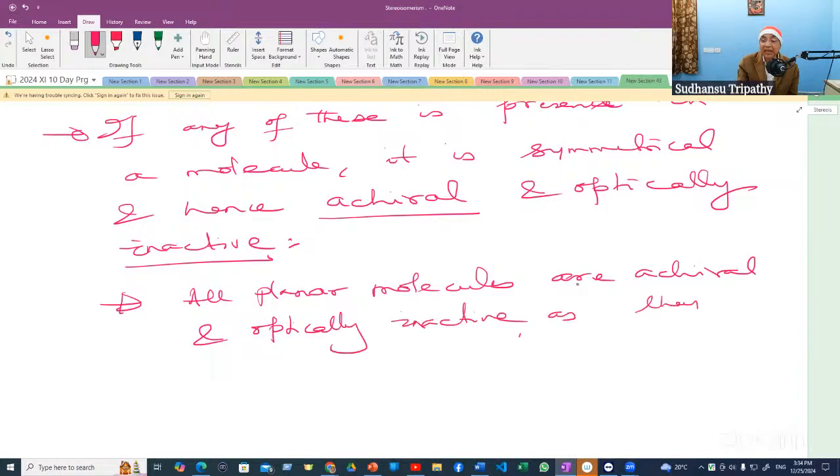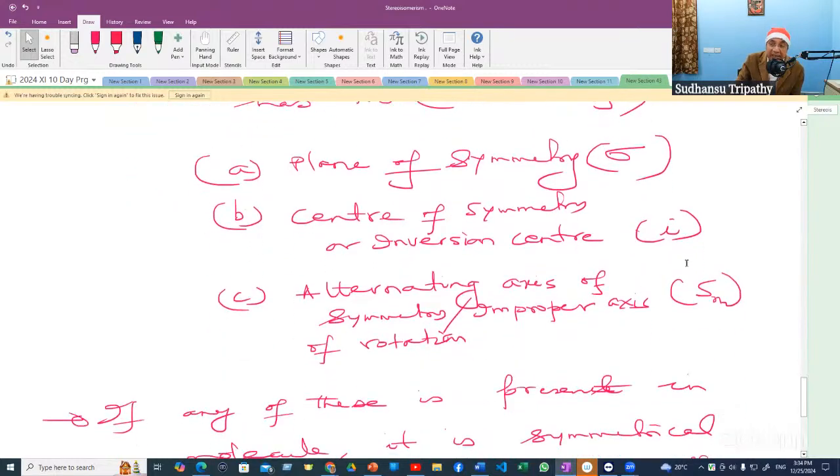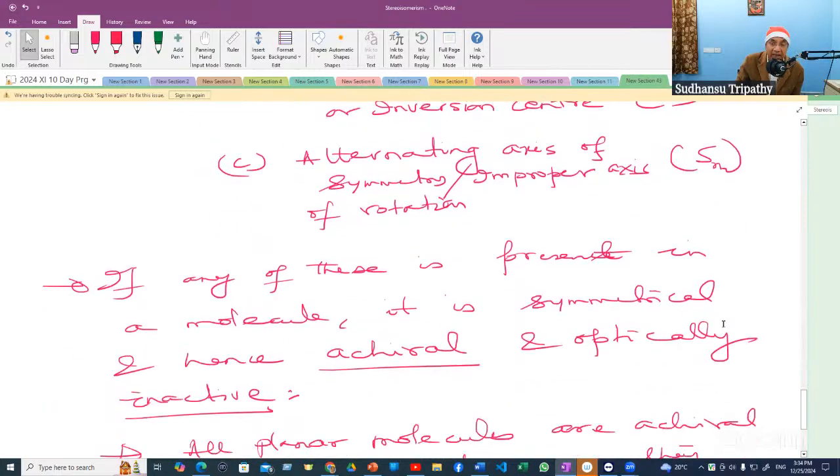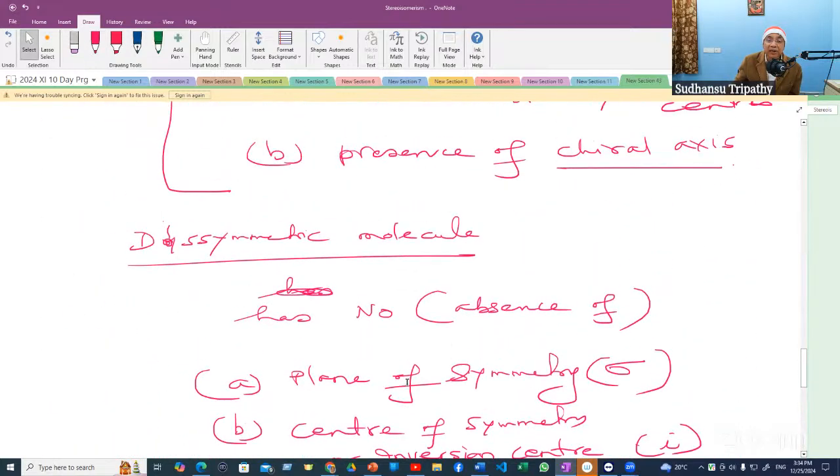as they possess sigma. Because I will not be writing plane of symmetry every time, the plane of symmetry is designated as sigma, inversion center as I, and Sn is the alternating axis of symmetry. Interestingly, the 4th element of symmetry which was not included, the presence of that will make a molecule dissymmetric and hence chiral. Here, let me tell you that dissymmetric molecules are chiral molecules. These are called chiral molecules.